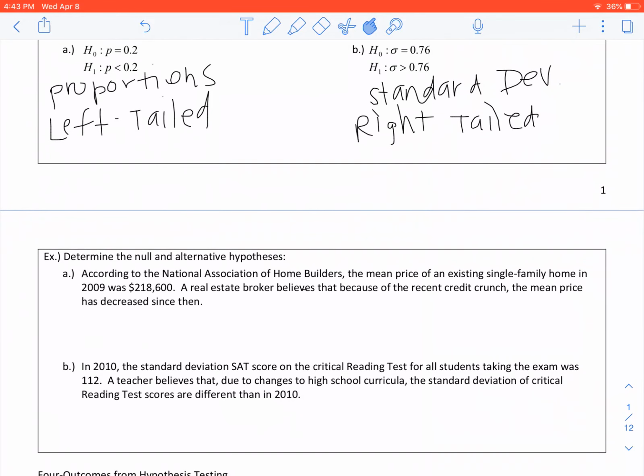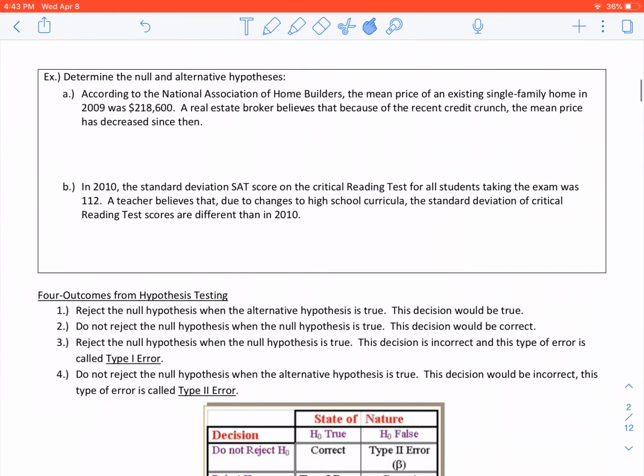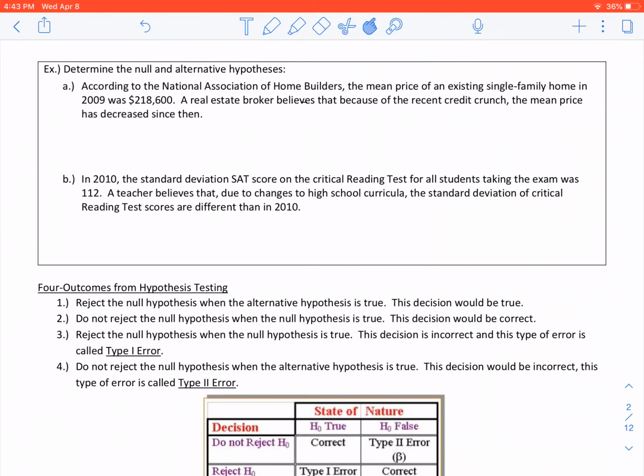So the next thing is on page 2. It says determine the null and the alternative hypotheses. First example on here, part A, says according to the National Association of Home Builders, the mean price of an existing single-family home in 2009 was $218,600. A real estate broker believes that because of the recent credit crunch, the mean price has decreased since then. So we need to come up with our null, which is going to be H naught, and our alternative, which is H1.